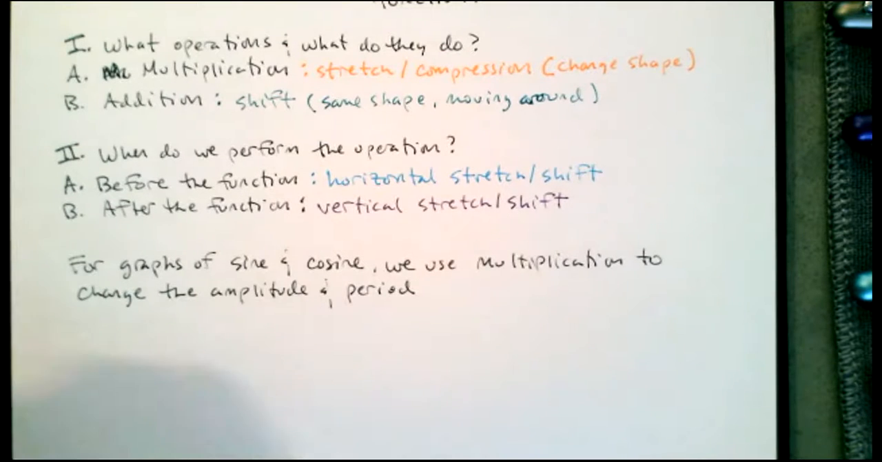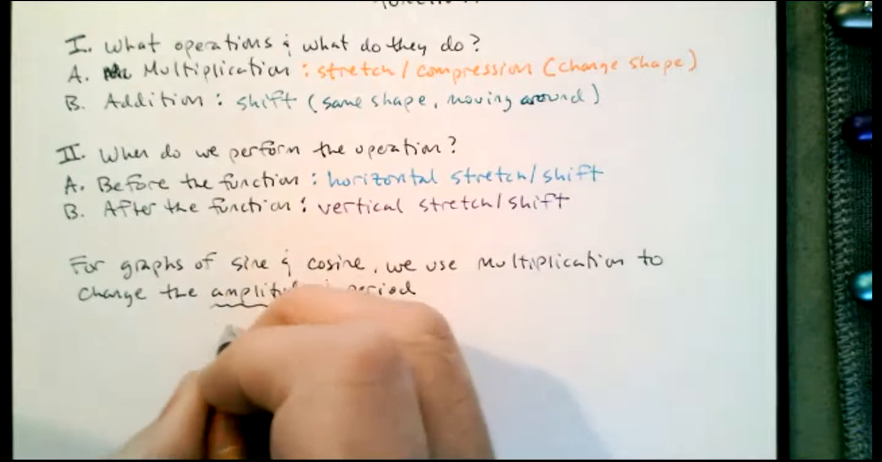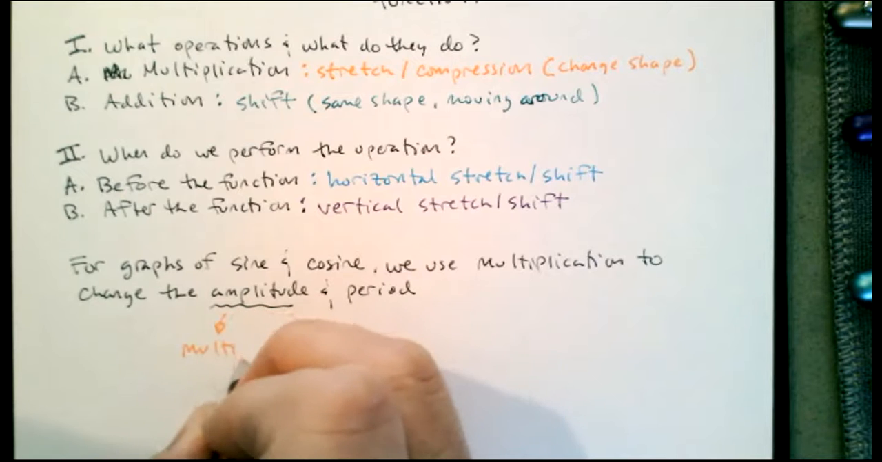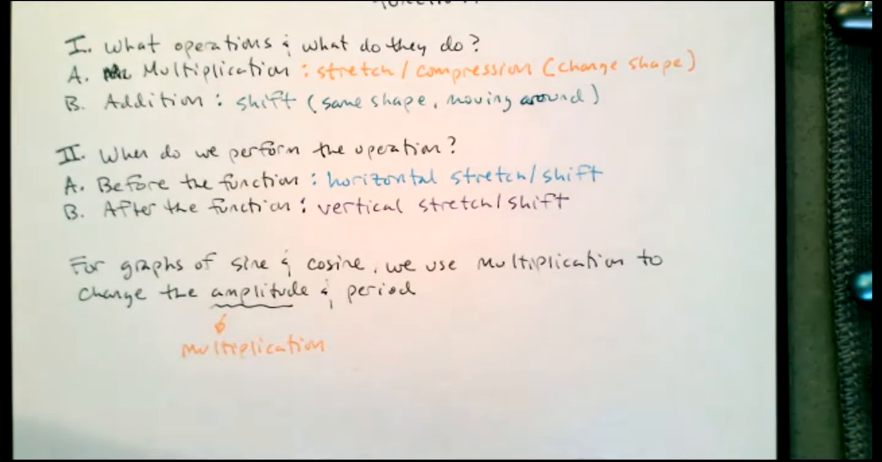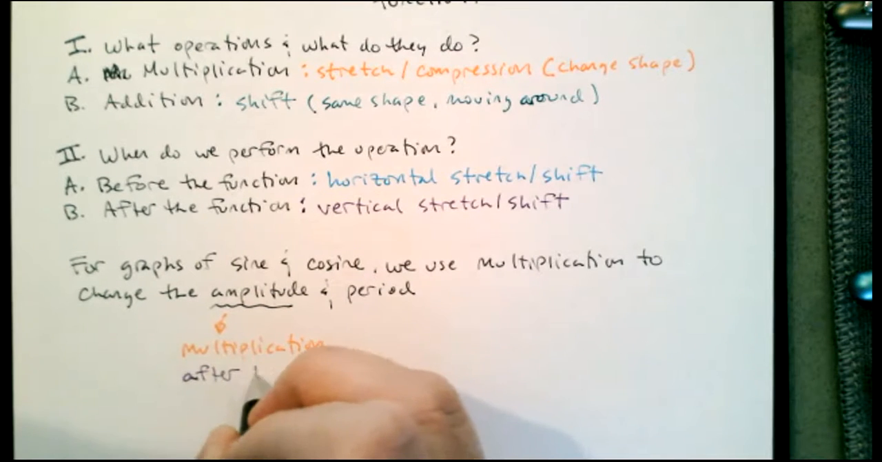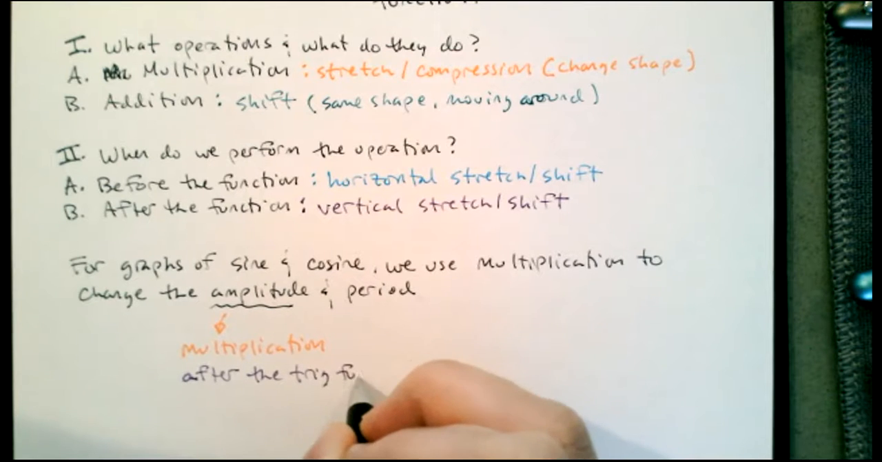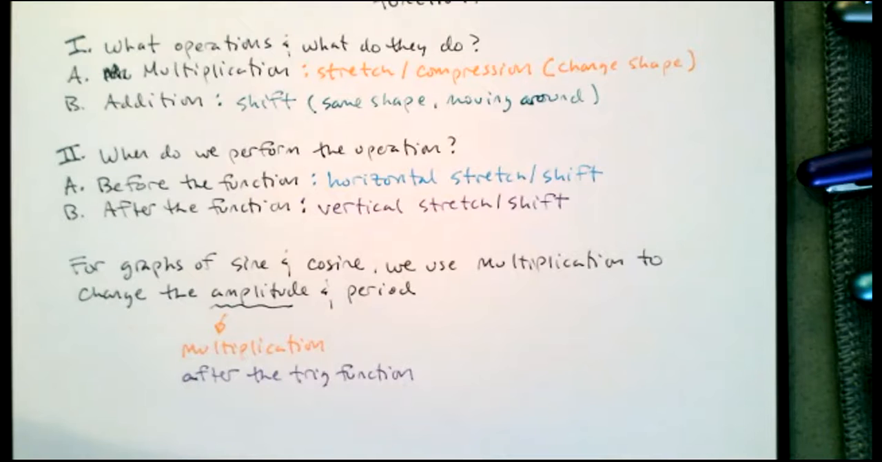the trig function. So amplitude is multiplication after the function. Multiplication is what produces a stretch or a compression. After the trig function makes it vertical.